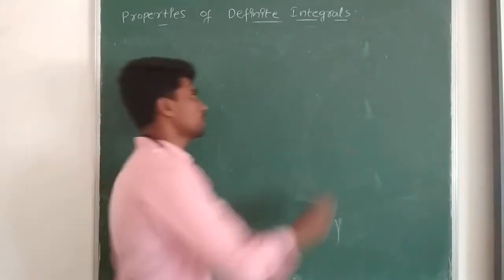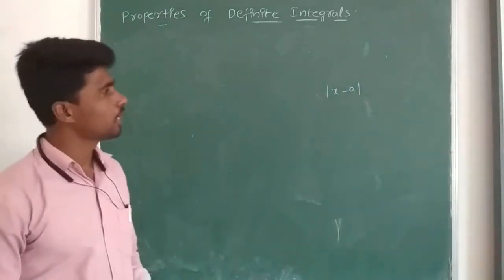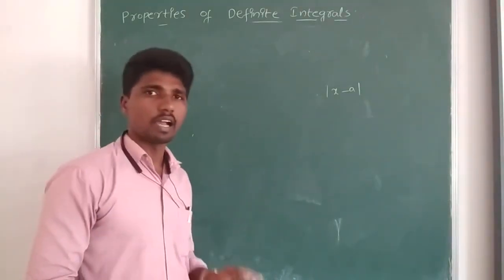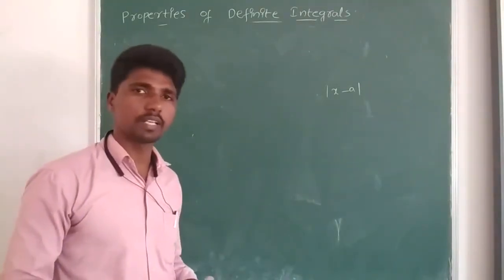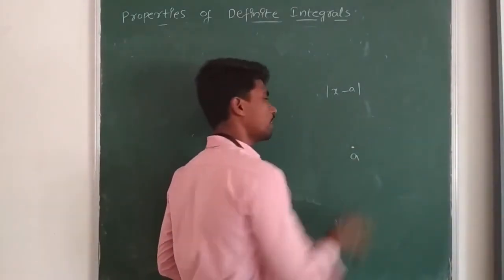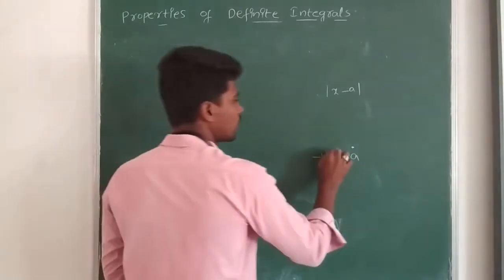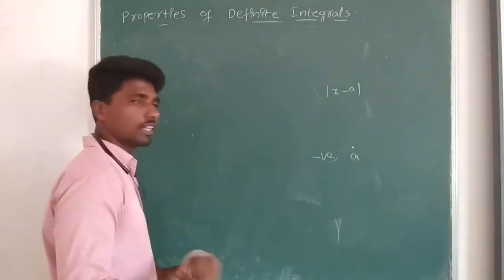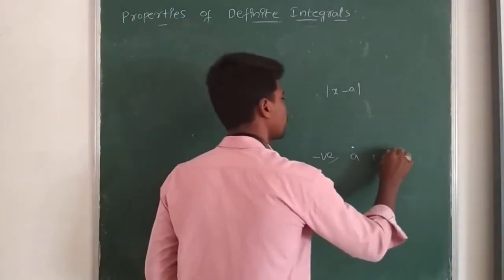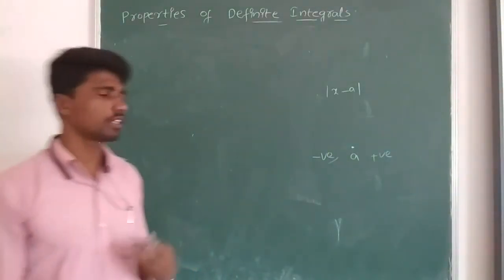If I have the modulus of x minus a, it changes at a. If I substitute x minus a equal to 0, x equals a, so it changes at a. Left side of a it behaves as a negative function, and right side of a it behaves as a positive function.